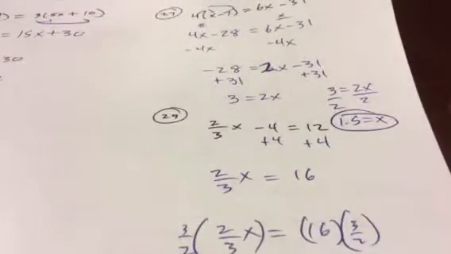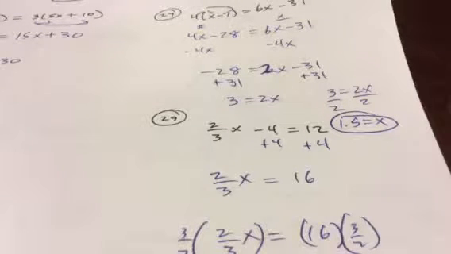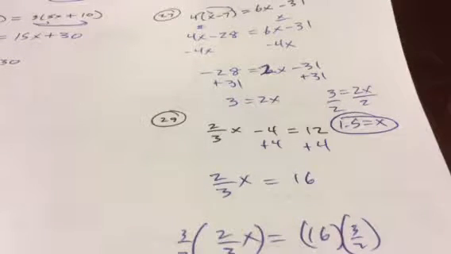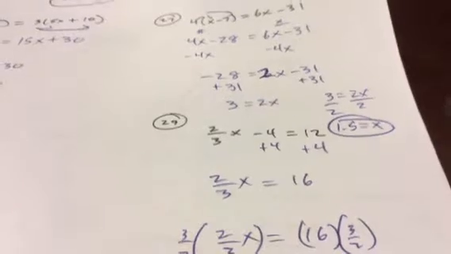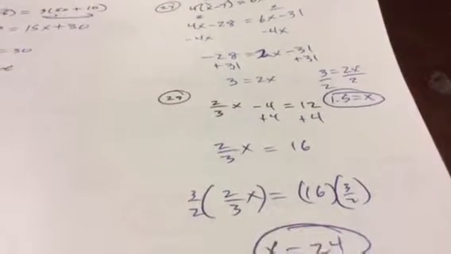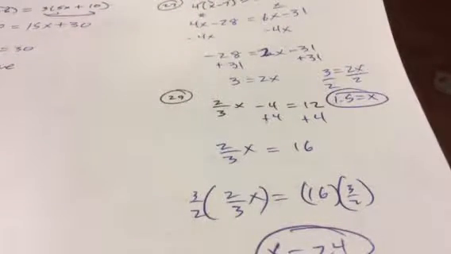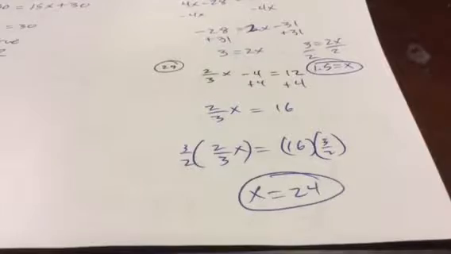Add 4 to both sides, you have 2/3 of x is 16. It might be hard to know what 2/3 of what number is 16. You can multiply both sides by the reciprocal, 3 over 2. You could divide 16 by 2/3. You could multiply both sides by 3, get 2x is 48, divide by 2. Either way, you get x is 24.